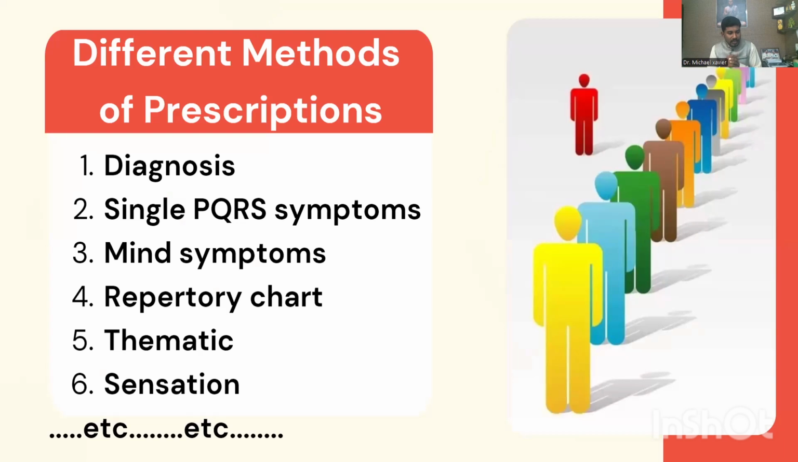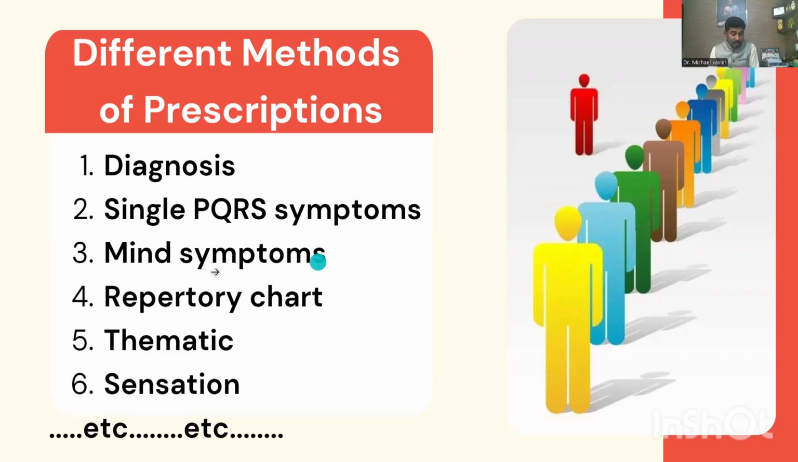Some methods of prescription are there, like, for example, the diagnostic level of prescription. Maybe I prescribe from a diagnosis point of view. I see a patient from the diagnostic point of view, like they have diabetes, or rheumatoid arthritis, or fever, and I prescribe a remedy for that. This remedy is for jaundice. This remedy is for that diagnosis. Or I prescribe from the method of a single PQRS symptom. I know many PQRS symptoms. If the patient says that one PQRS symptom, I can just take that remedy and give it.